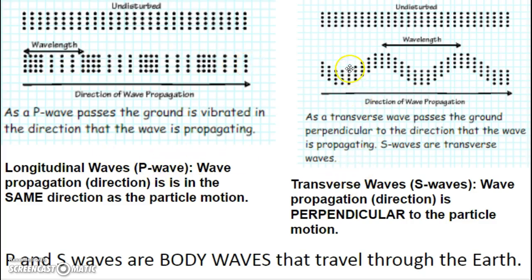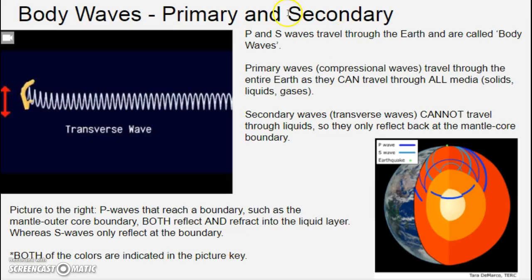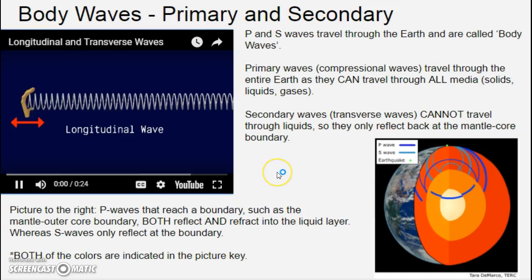Whereas a transverse wave, if a wave is traveling through me, I'm going to move up and down as the wave travels from left to right. So this is simply defining the wave propagation or direction is perpendicular to the particle motion. We're going to use the primary and secondary waves. These are body waves. These are what travel through the Earth. These are going to be the types of waves, the primary and secondary waves. These are what we need to make sure we understand what's happening here. So let's watch this video to further that.